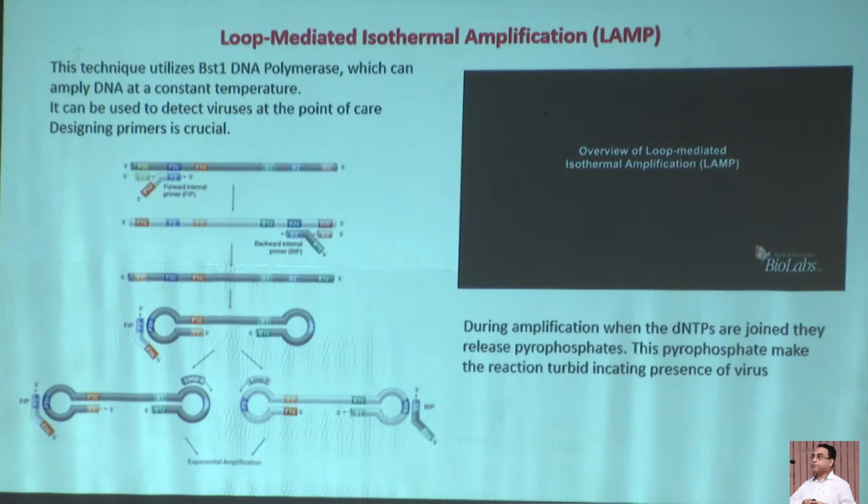Next thing is called loop-mediated isothermal amplification. In PCR there is a requirement of a machine called a thermal cycler, which will convert the temperature from 5 degrees to 70. At different temperature gradients you have to give, then only the amplification happens. So, to overcome the dependency on that machine, people tried to find some other DNA polymerase which can amplify DNA at a constant temperature.